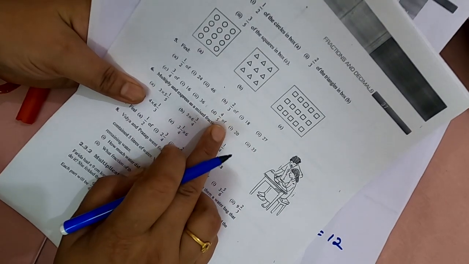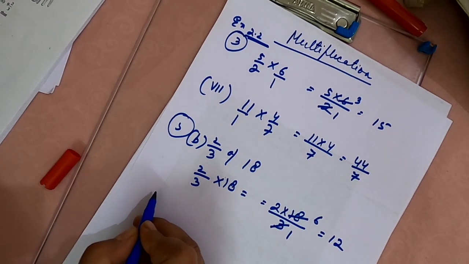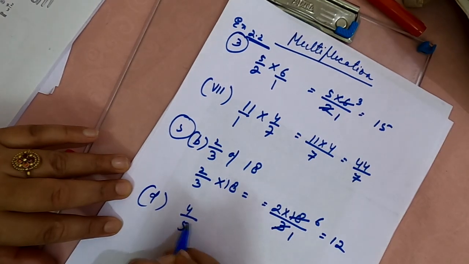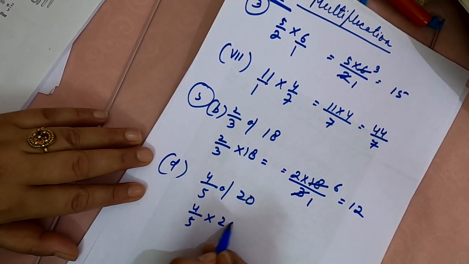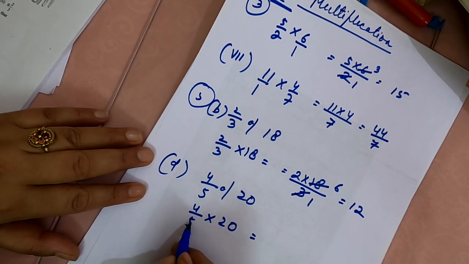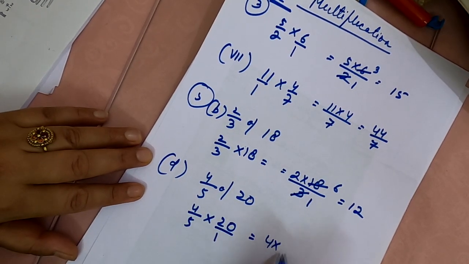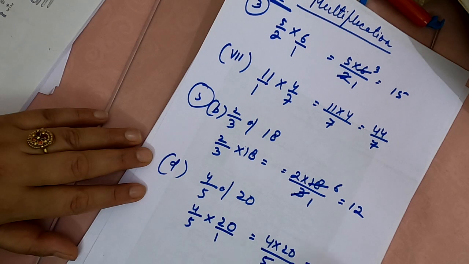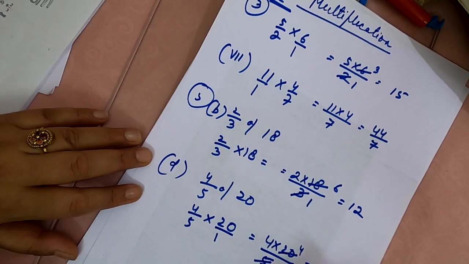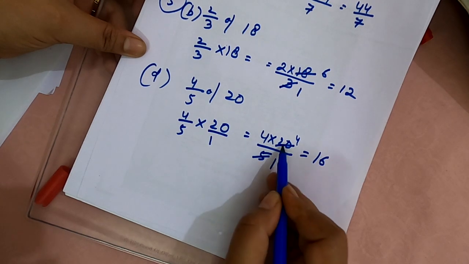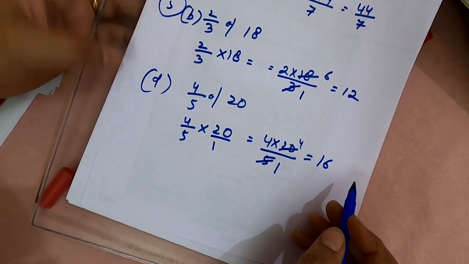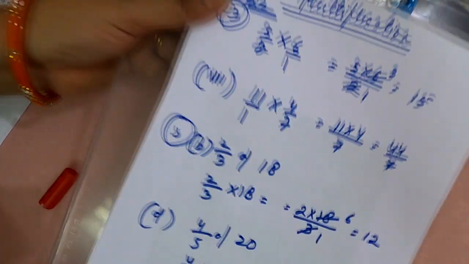Now one more question of this one. Let us see 4 upon 5 of 20. So it is the D part. 4 upon 5 of 20. That means 4 upon 5 multiplied by 20. Here is 4 into 20 and the denominator is not there, so you can keep it 1. 4 into 20 upon 5, that is equal to 4 into 20, 80 upon 5. You can also cancel here itself. 5 1s are 5, 5 4s are 20. Answer is 16. I hope you have understood question number 5 and question number 3 of this exercise.